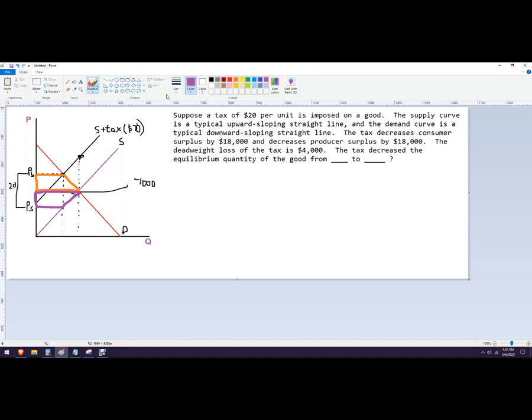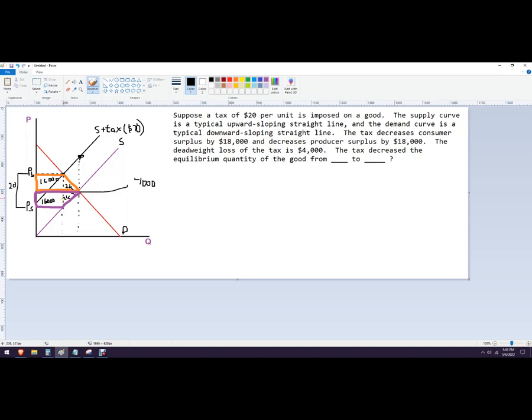So we know that the elasticities are the same because they're both losing the same amount there. Now since this triangle here is 4,000, it means that half of that loss has to go to the consumers, and half of it has to go to the producers. So we know now that this is 2,000 and this is 2,000. So that means that this must be 16,000 and this must be 16,000. Okay? Because 16,000 plus 2,000 is 18,000, and 16,000 plus 2,000 is 18,000.